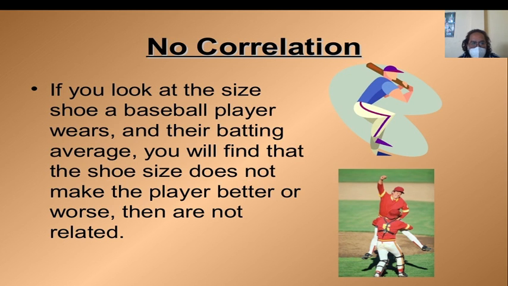Here, example of no correlation. If you look at the size of the shoe a baseball player wears and their batting average, you will find that the shoe size does not make the player better or worse; they are not related. That is an example of a no correlation.